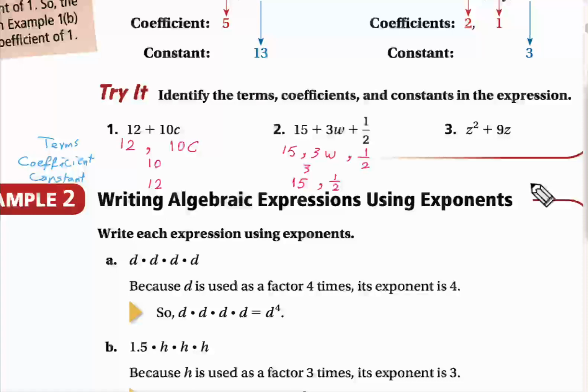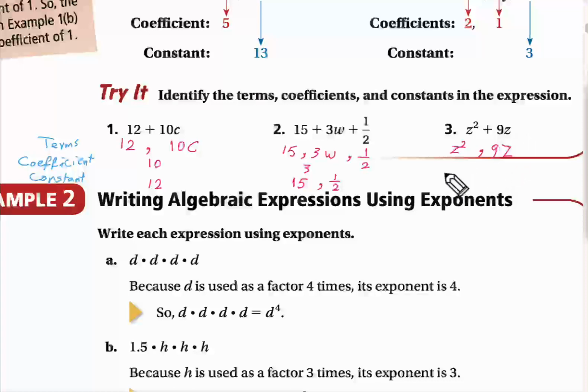Question number 3. What are the terms? Abdul Jabbar, use your mic, please. Go ahead. Z squared plus 9Z. Okay, we call it Z square. And this is the first term. And what is the second term? 9Z.